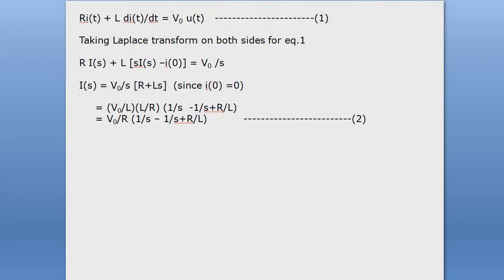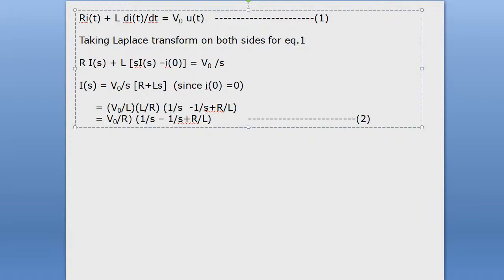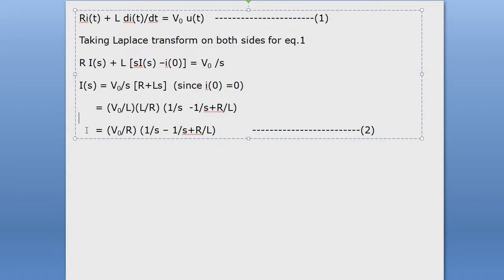So therefore we have obtained I of s, the Laplace transform of current, equal to V naught by R into 1 by s minus 1 by s plus R by L. R by L you take within a bracket, otherwise it is confusing. So this is the final expression of I of s, the Laplace transform of the current component.